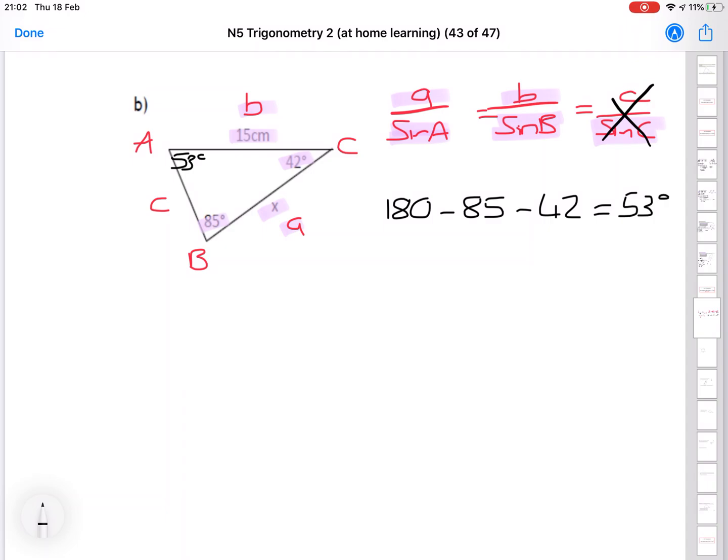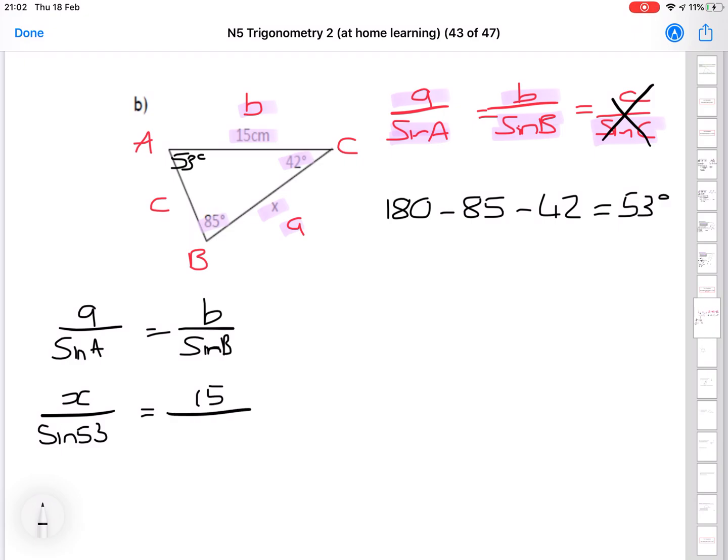So here we have, if we fill our information into this formula, so we've got a over sine A equals b over sine B. So on this diagram, the side that's labelled with an a, that's X, and my angle there is 53. So X over sine 53, and then side b is 15 over the angle at B, which is 85, so sine 85.